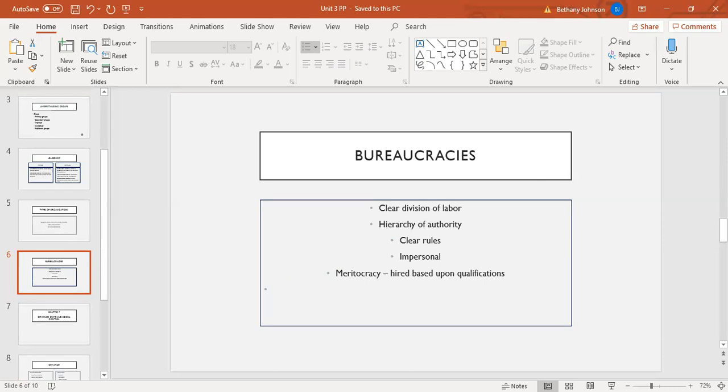So you've heard that, leave the personal at home when you're at work. And then the last characteristic is meritocracy, which means we are hired based upon qualifications. So these are the characteristics of a bureaucracy. Every organization has these in it. So you can look at any organization or entity. You can look at schools, churches, even down to families. All of these are considered bureaucratic. So any group of people that you can see these certain characteristics in is considered a bureaucracy.